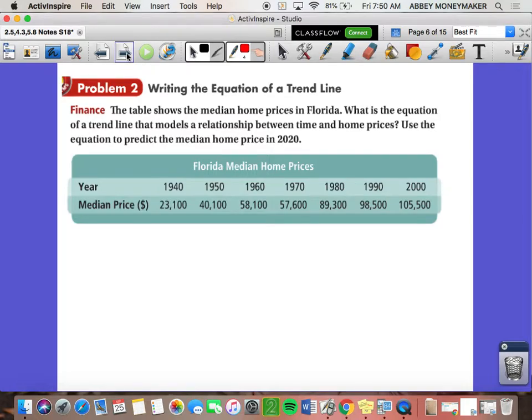All right. Let's put this into action with an application problem. Same thing, but now we're just using words, and this is what a lot of the questions are going to look like from here on out. It says the table shows the median home price in Florida. What is the equation of the trend line? Trend line. That means you are doing linear regression. That models a relationship between the home and the prices. So it says use an equation to predict the home price for 2020.